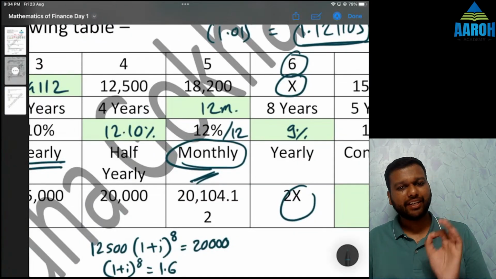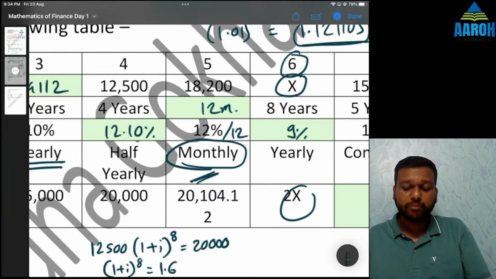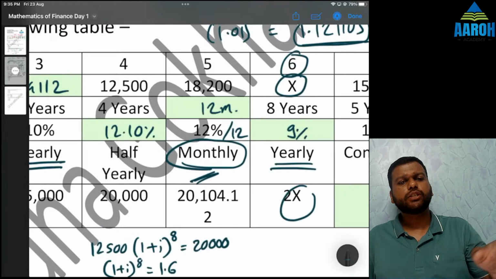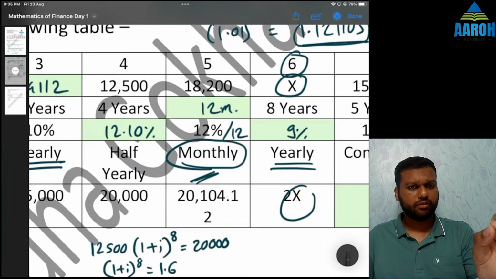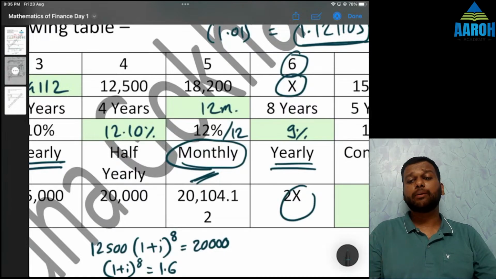This is a very specific case. It will only be used in these cases. But if such a question comes in the exam that principal is getting doubled, compounding is yearly, and options are given, you can just do 72 divided by that interest rate or number of years to get the balancing figure. That will be your approximate answer.